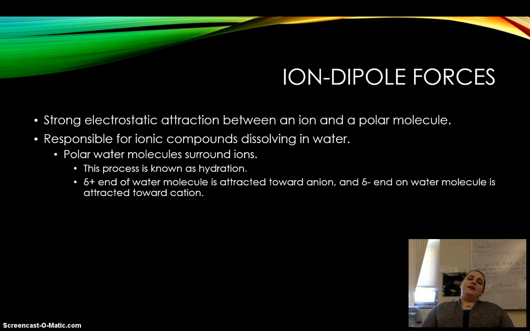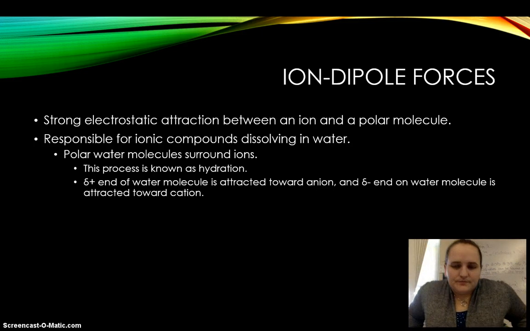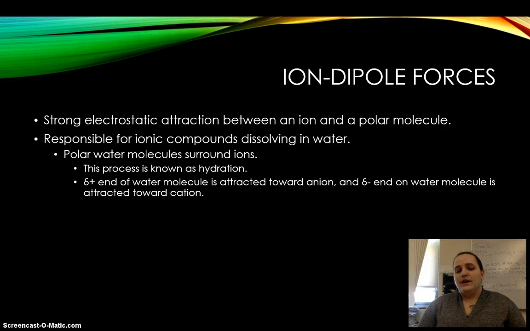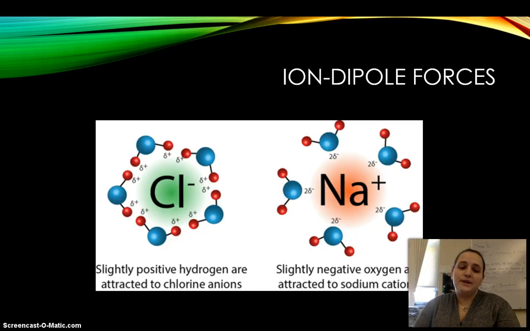So these are important, and we'll come back to them again when we're talking about dissolving things in water, creating solutions. Essentially what happens when you're dissolving an ionic compound in a polar solvent is that the polar molecules, polar water molecules most of the time, essentially surround the ions. And this process is known as hydration. They kind of create a little cage around the ions where the positive end of the water molecule is attracted towards the anion in whatever your ionic compound is, and the negative end of the water molecules is attracted towards the cation. So that's shown in this diagram.